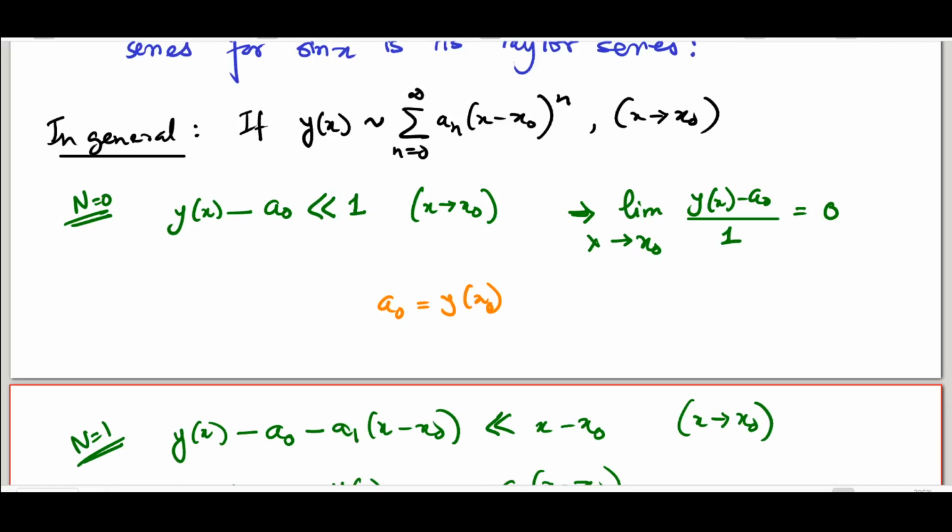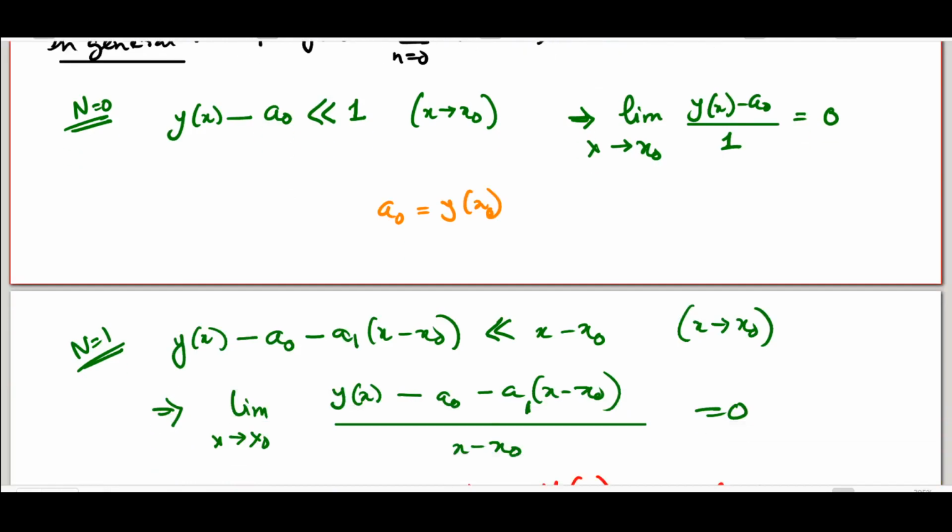As x goes to x0, of course. Now, this translates to the limit of x going to x0 of this difference divided by x minus x0 being equal to 0. And this immediately tells me how to calculate a1. a1 is simply going to be the limit as x goes to x0 of y(x) minus a0 by x minus x0.